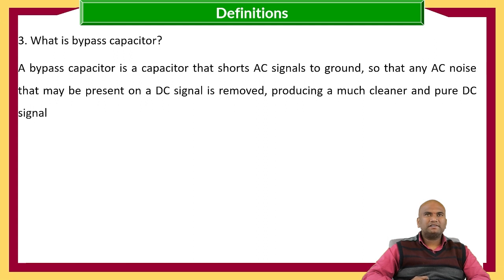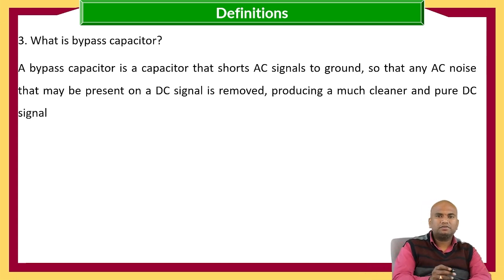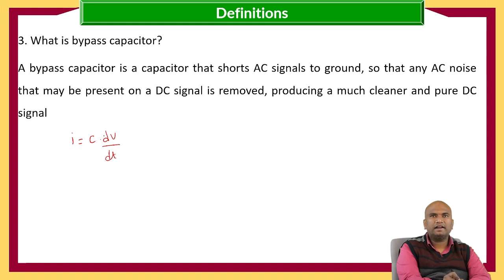What is a bypass capacitor? Actually, the capacitor current-voltage relationship is I equals C dV by dt. That means a capacitor does not allow sudden changes in the voltage.